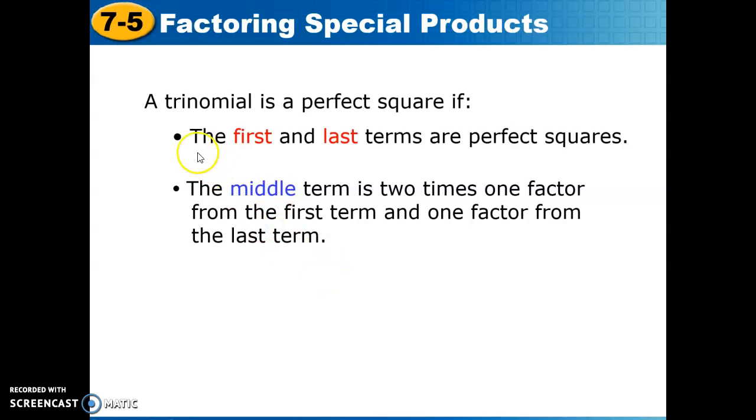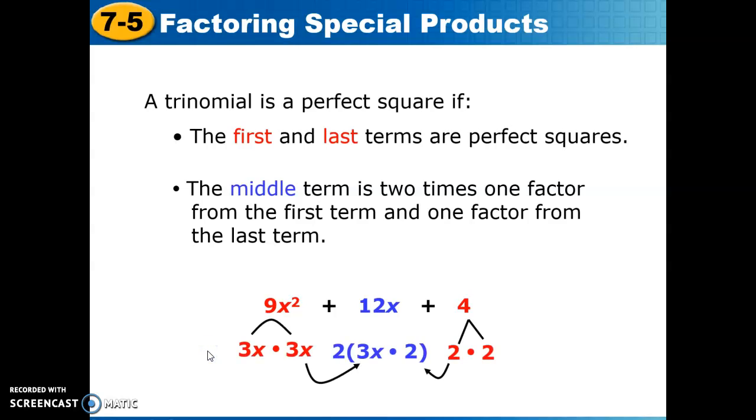If it's a trinomial, it has to have 3 terms. The first and the last one are going to be perfect squares, and the middle term is going to be 2 times a times b. So this is an example of a perfect square trinomial. 9x squared is a perfect square because 9 is a perfect square, and so is x squared. And 4 is also a perfect square because 2 times 2 will give you 4. So if you take 2 times 3 times 2, 2 times 3 is 6, 6 times 2 is 12, you get your middle term of 12x.